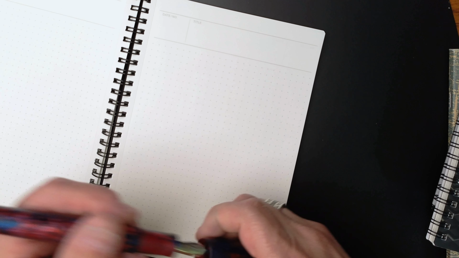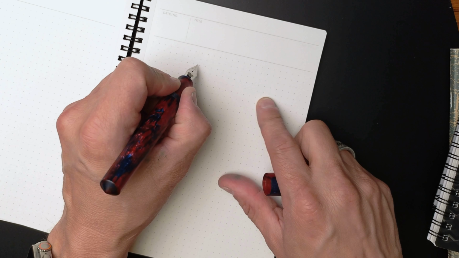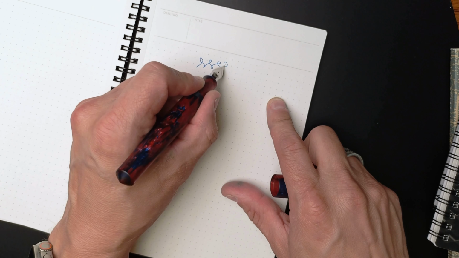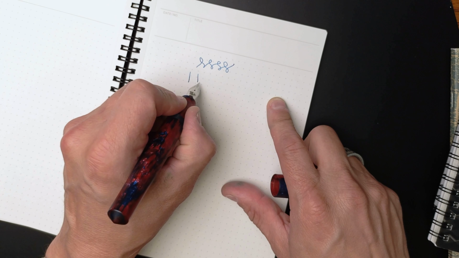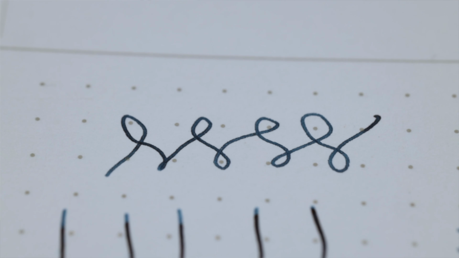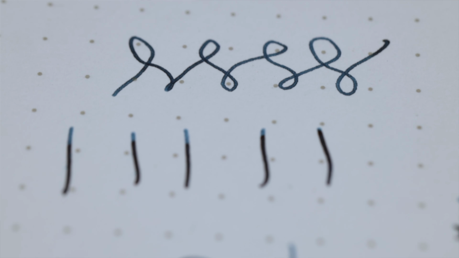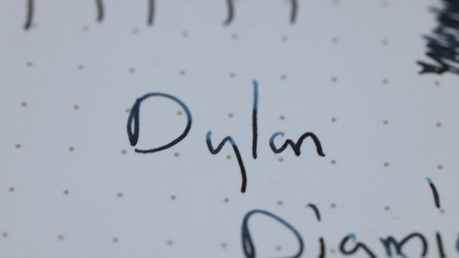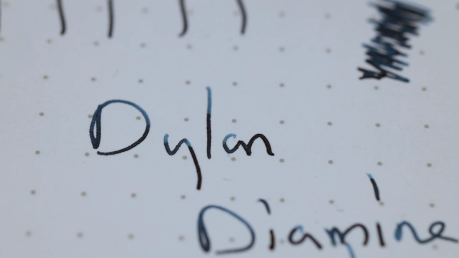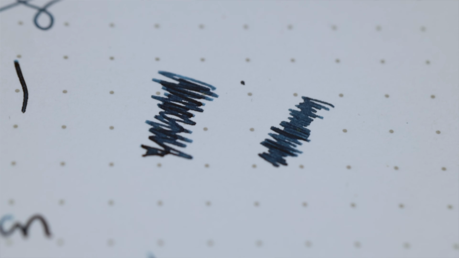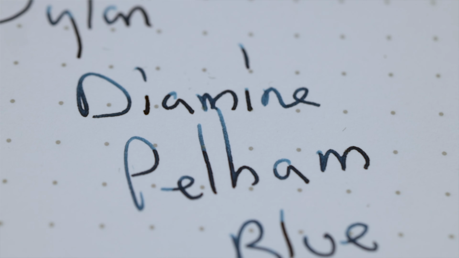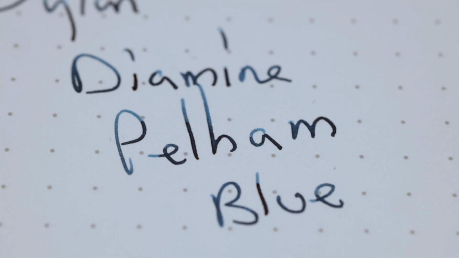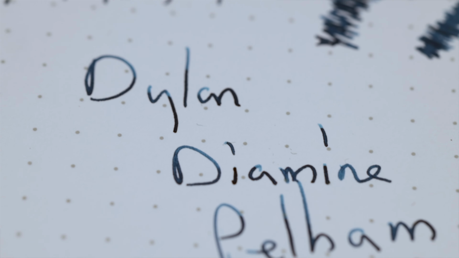So let's go ahead and write some of the same stuff that we wrote on that other paper. And again, I will get you macro shots of this. We'll just do the same thing, and fill that in a little bit. Diamine, Pelham Blue.